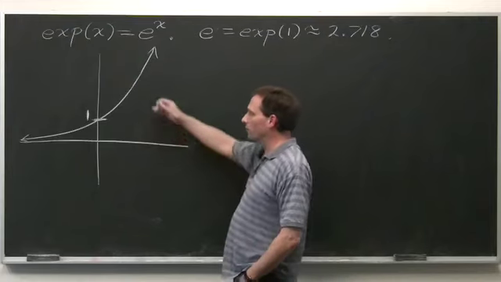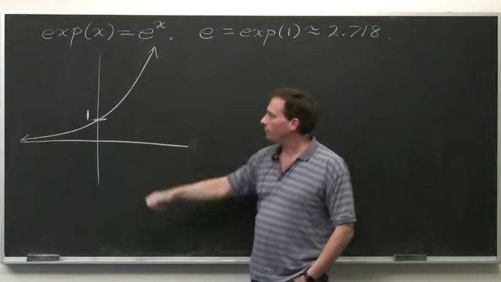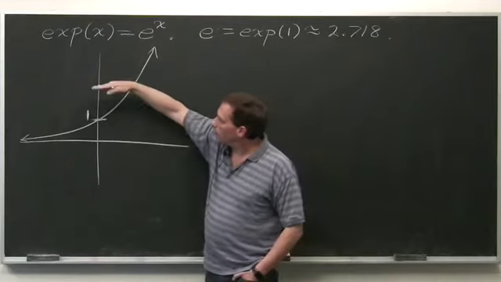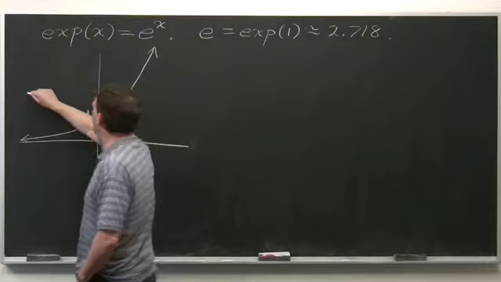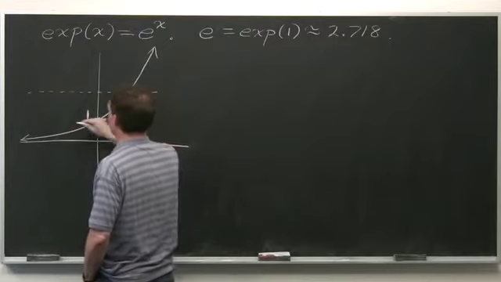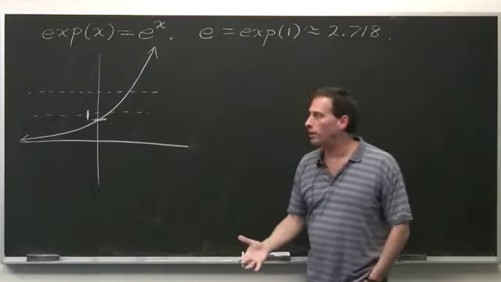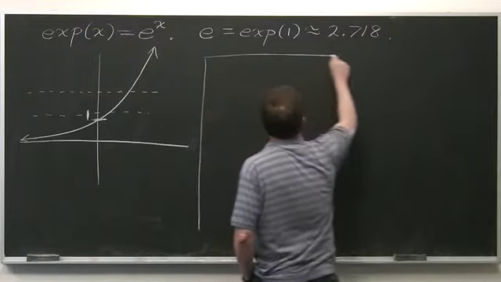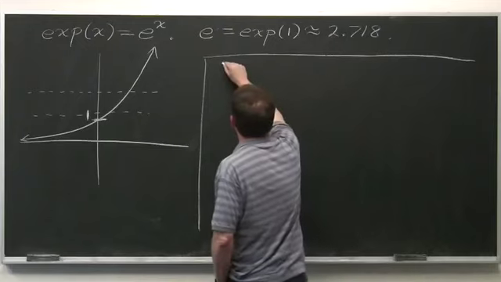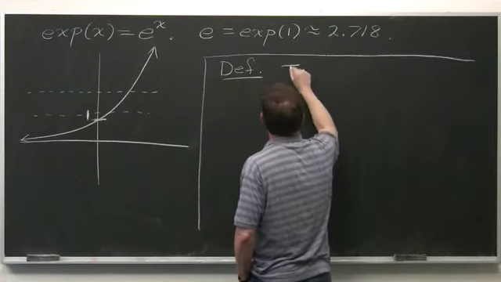In particular, since the function is strictly increasing, it is 1-to-1. Or looking at the graph, you could say that it passes a horizontal line test. Any horizontal line hits the graph at most once. Well, this is what we need. We need for the function to be 1-to-1 for it to have an inverse. So it is 1-to-1, and we define the inverse function, the definition, the natural logarithm.